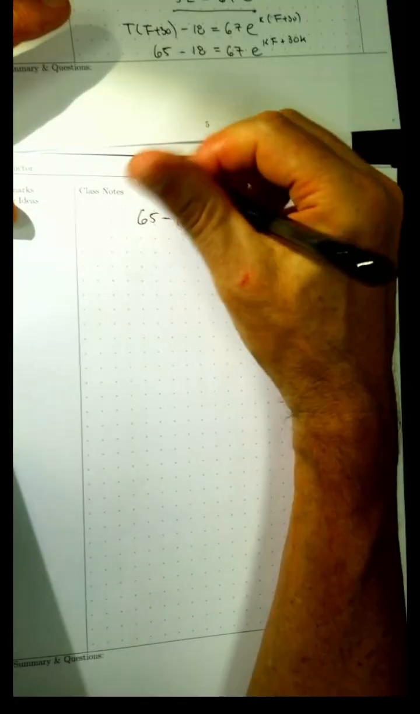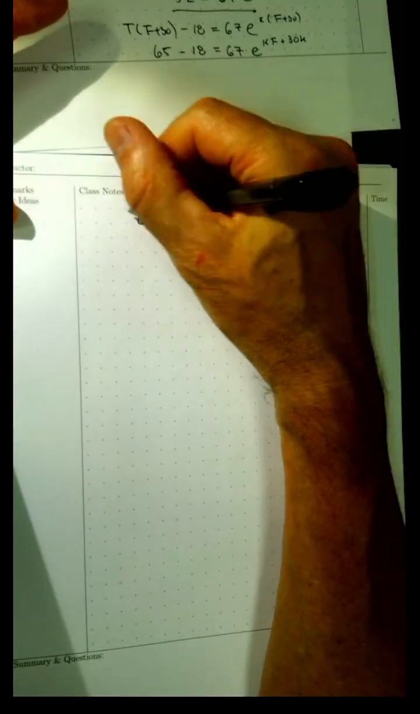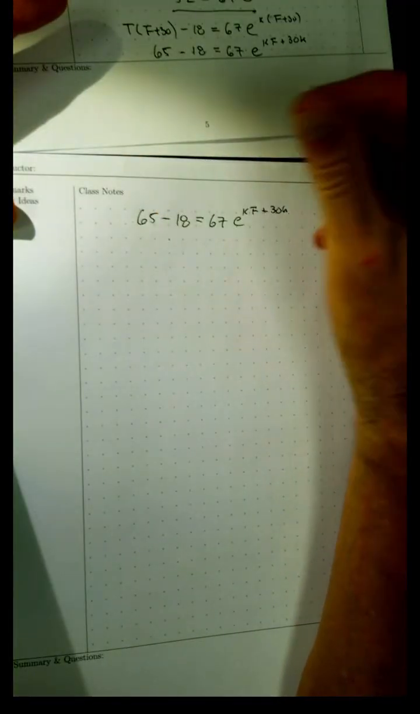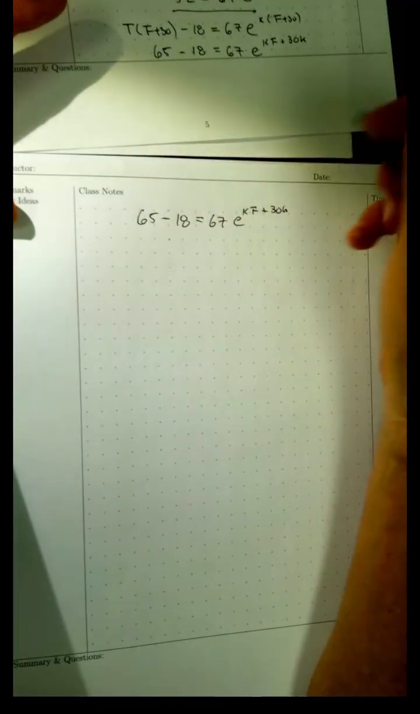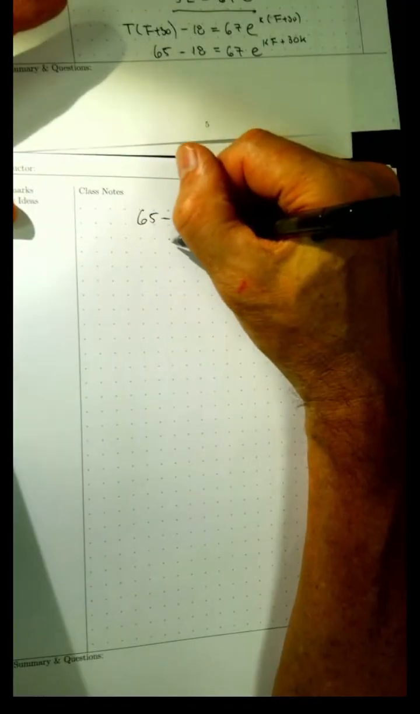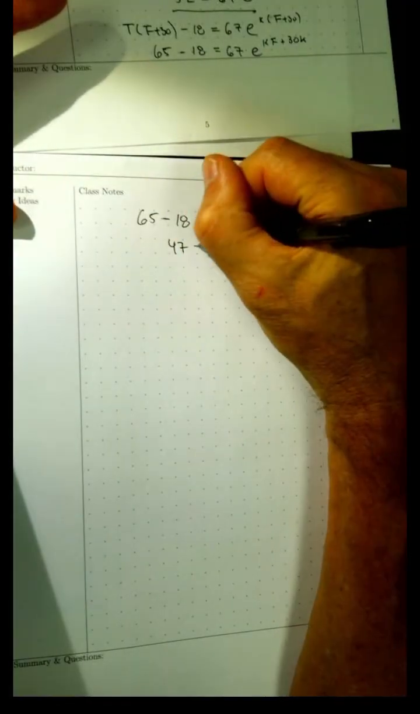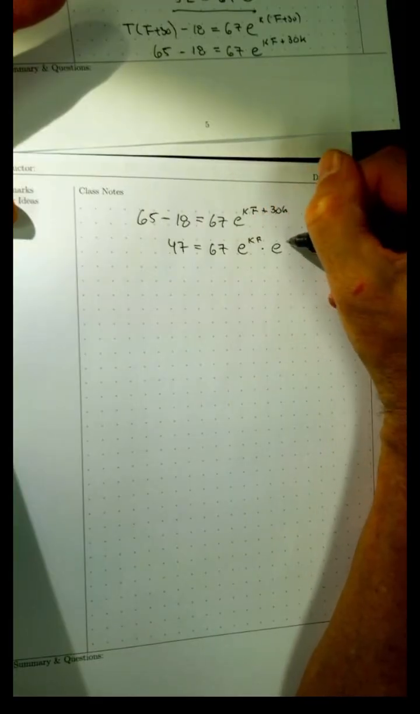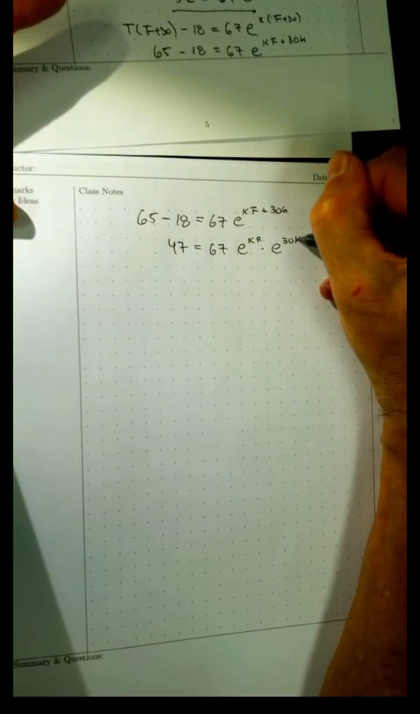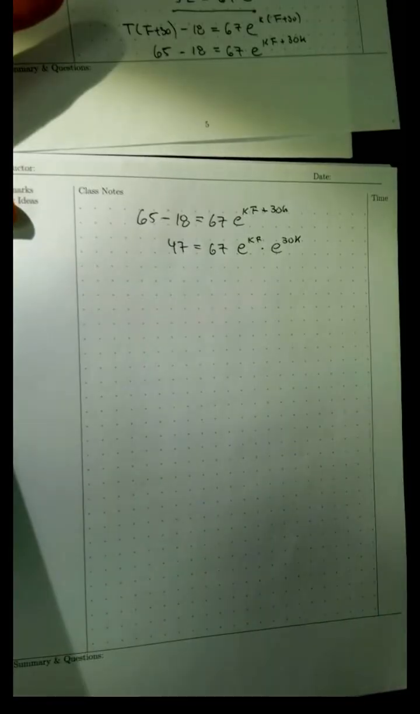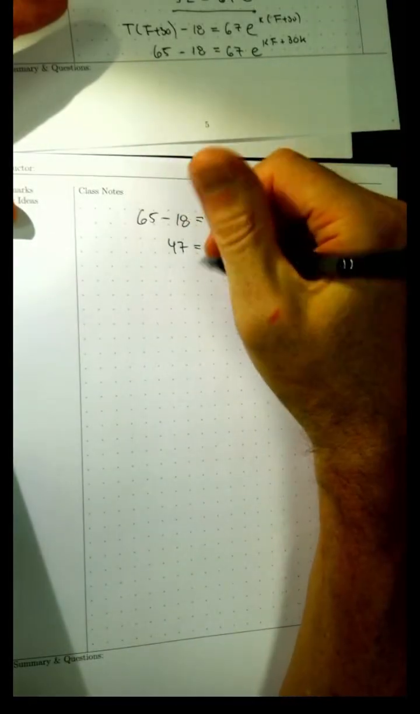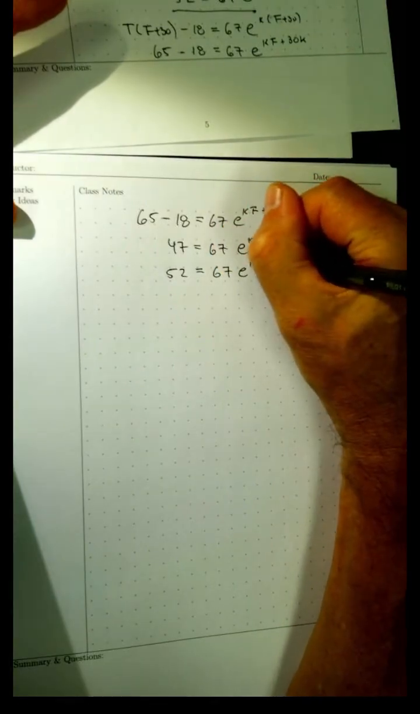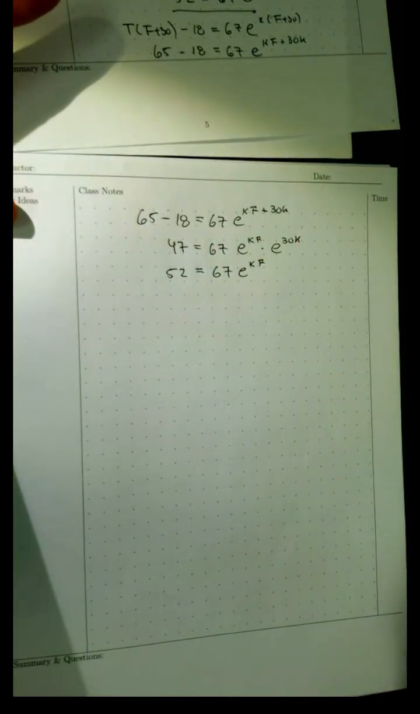Well, I can write that as two parts. So let's see. 65 minus 18 is going to be what? 47. So 47 equals 67, this is e to the kf times e to the 30k. What was my other equation? My other equation was 52 equals 67 e to the kf.